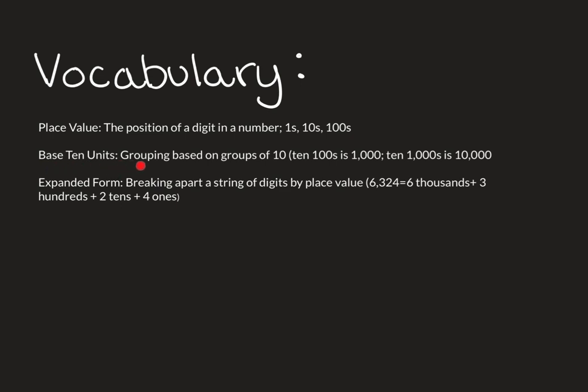Next, base 10 units. This just means grouping based on groups of 10. So, for example, 10 hundreds is 1,000. 10 thousands is 10,000.